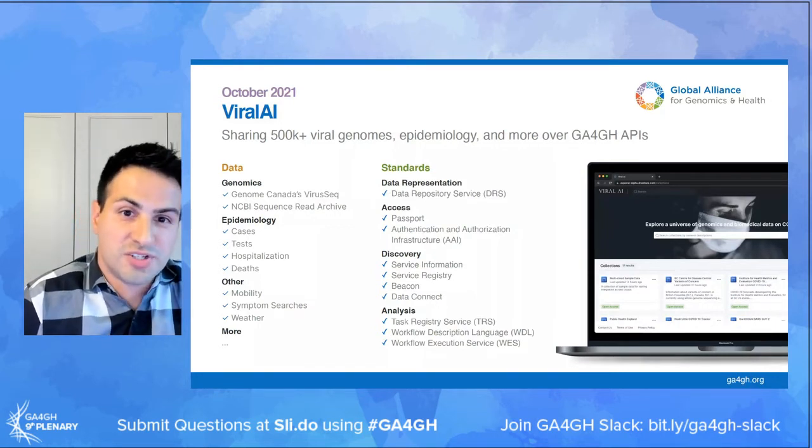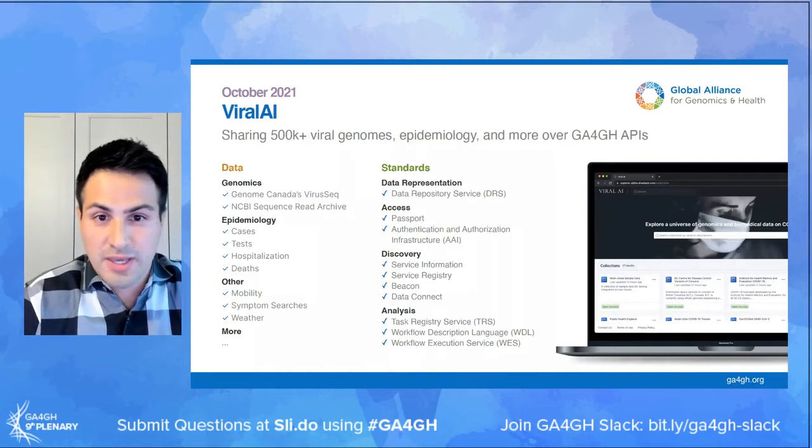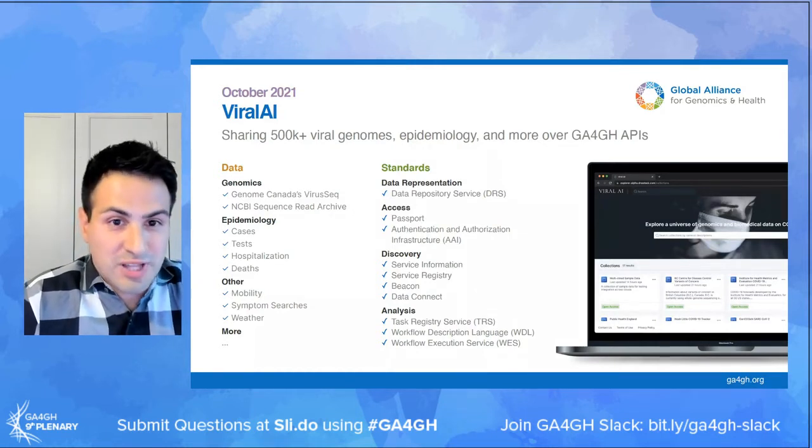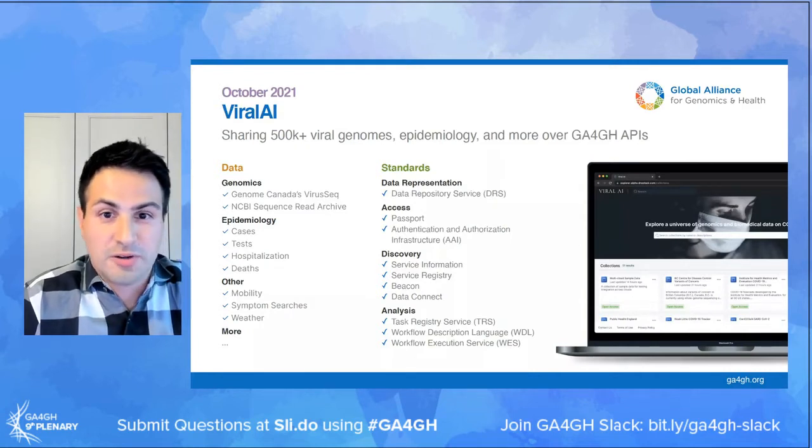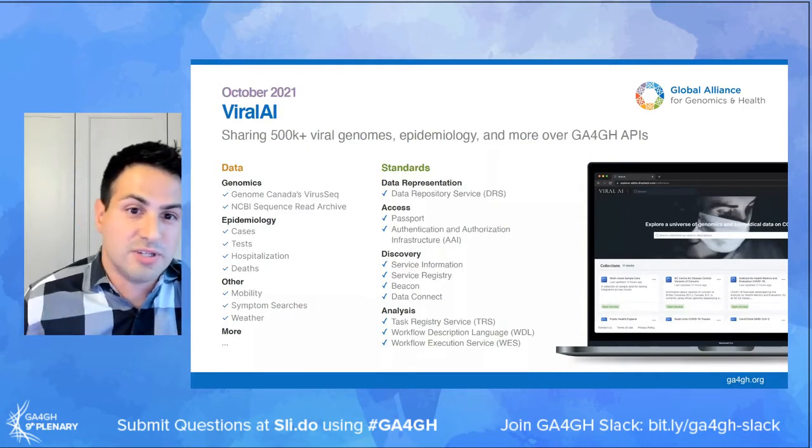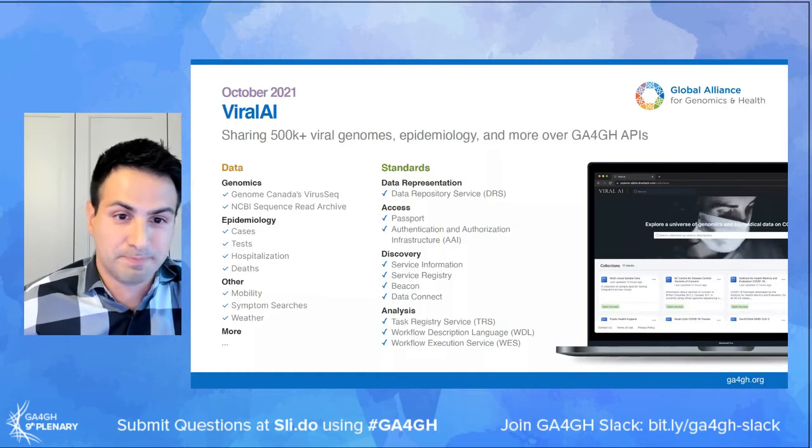Since then, we've expanded the functionality of the platform, which is called Viral AI, to leverage a tightly integrated set of GA4GH standards for data representation, for data access, for data discovery, and analysis. And we're using the platform to index and share as many viral genomes as we can, including from NCBI and Genome Canada's VirusSeq. Next slide.